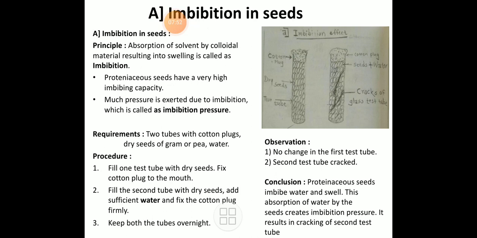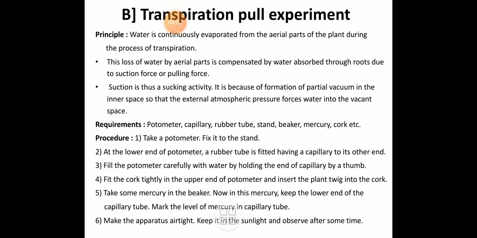After getting an idea about the first demonstration, the physiological experiment of imbibition in seeds, we can get an idea about the second, the transpiration pull experiment. My friends, we know what transpiration is: the loss of water in the form of water vapors through the aerial parts of the plant body. Now, that transpiration process creates some pull. Is it possible or not? That also we can see with the help of this demo experiment.